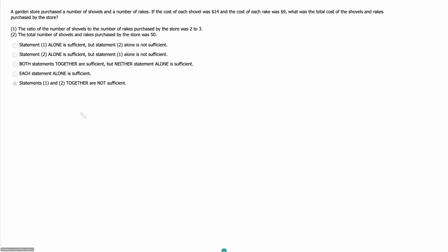A garden store purchased a number of shovels and a number of rakes. If the cost of each shovel was $14 and the cost of each rake was $9, what was the total cost of the shovels and rakes purchased by the store? So we are looking for total cost.